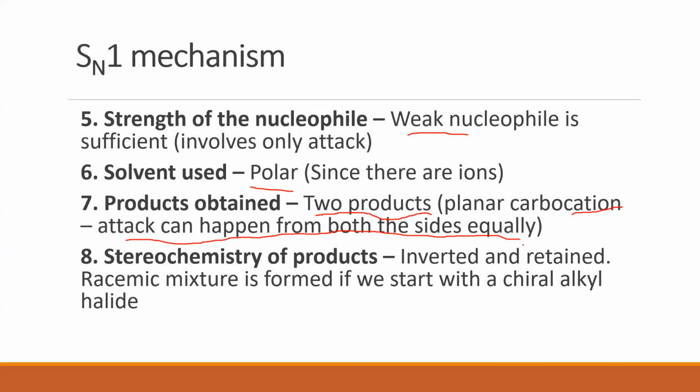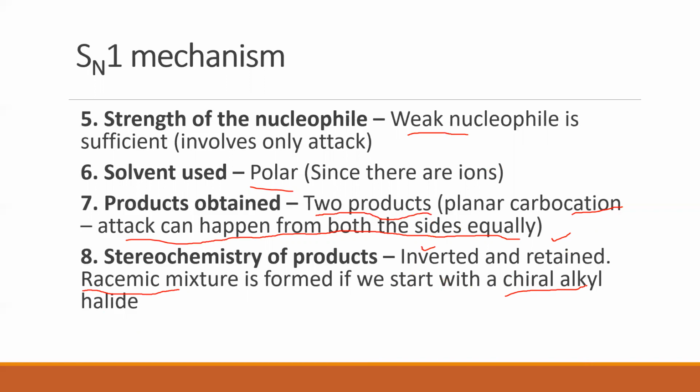Clear? Whereas in the case of SN2, there was only one product, and that product is inverted in nature. And coming to the stereochemistry of the product, there it was inversion. Here it is both inverted as well as retained. Clear? Inverted and retained. A racemic mixture is formed if we start with a chiral alkyl halide.